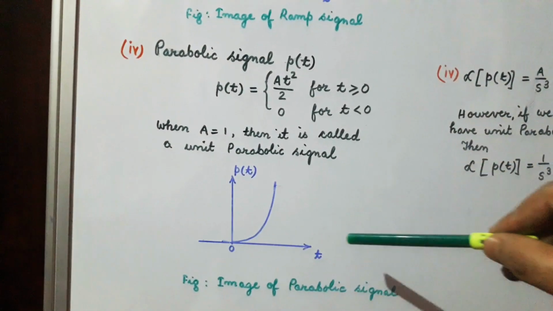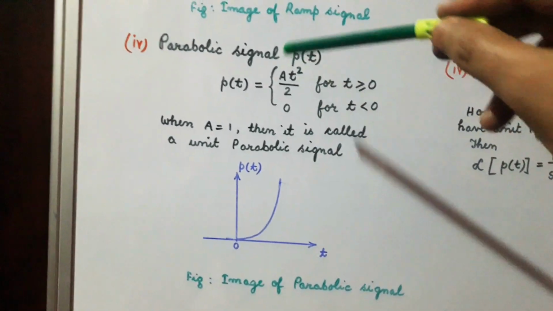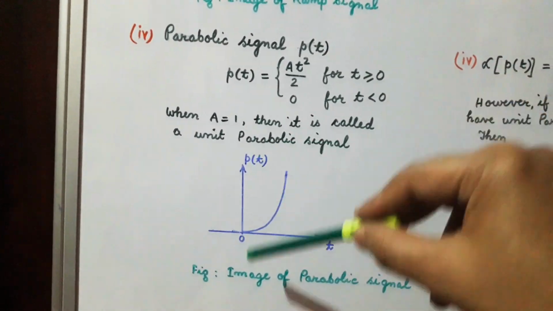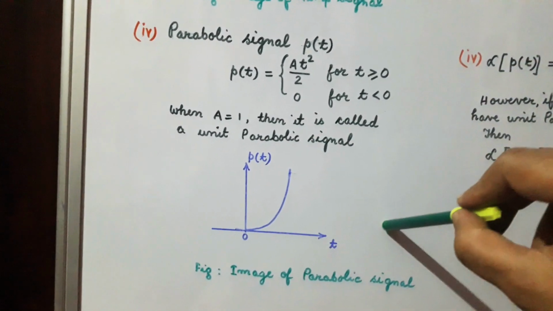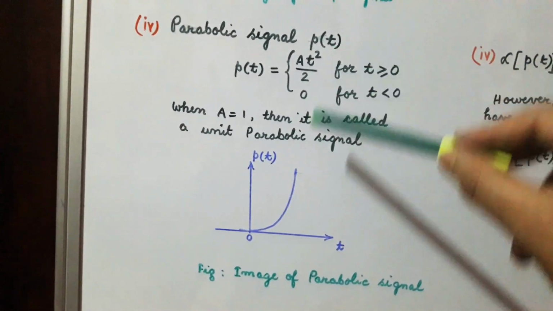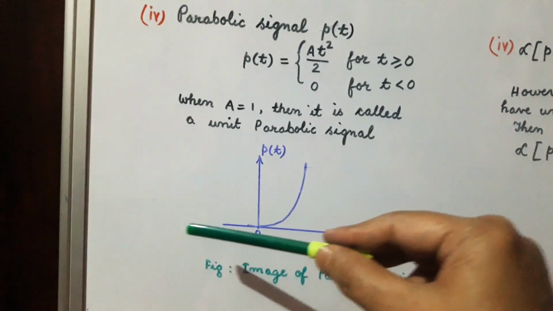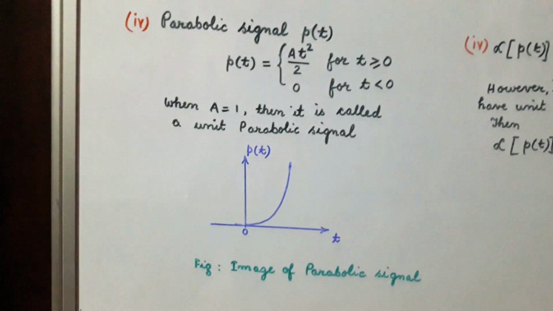If we plot the graph of this parabolic signal, we will get the parabola as shown in the figure. So we find here that the value of p of t is a t square by 2 for t greater than equal to 0 and for t less than 0, the value of p of t will be equal to 0.